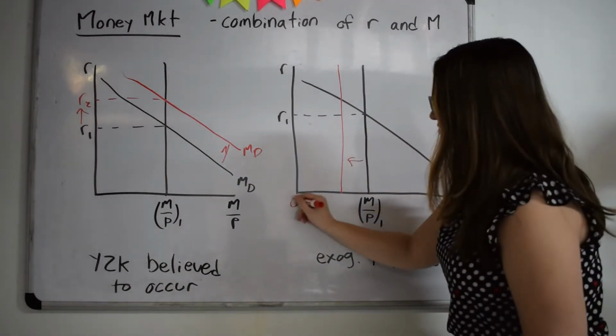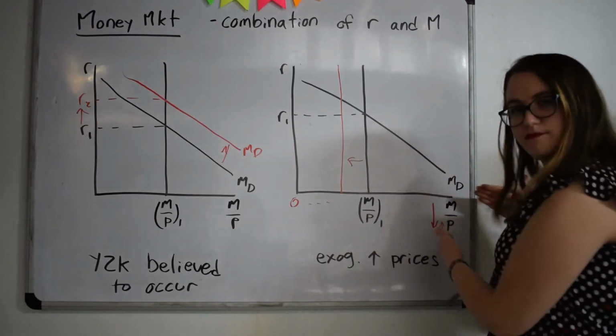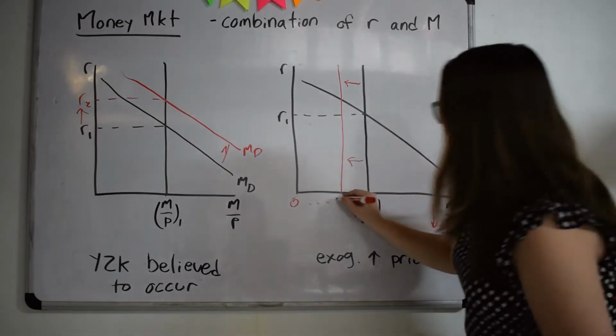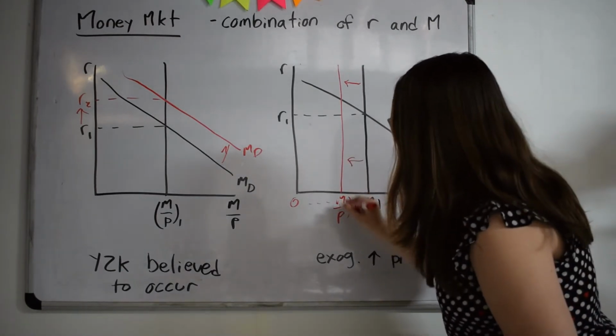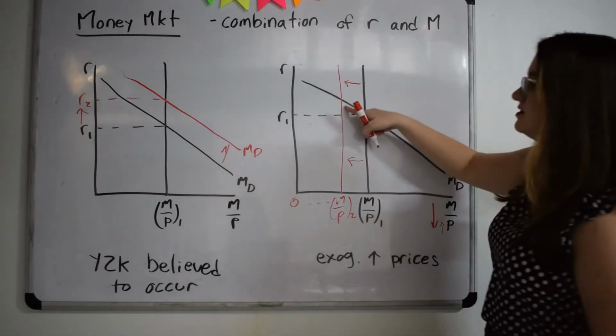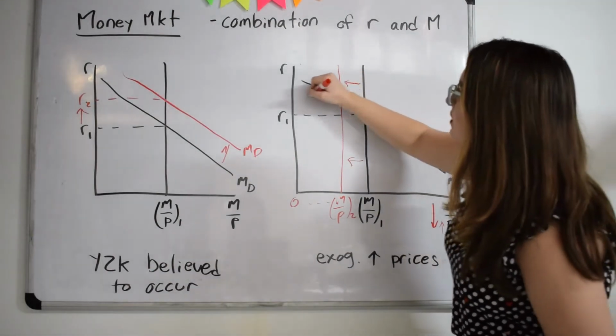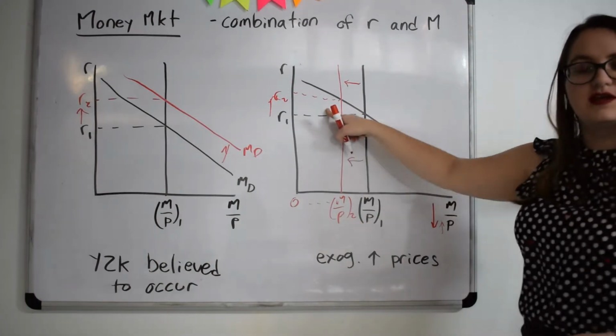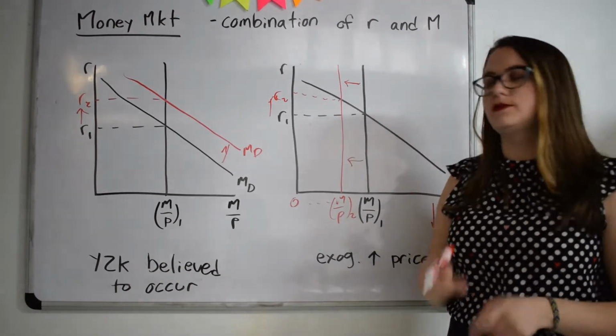So the real money supply will shift to the left. There will be a decrease in real money supply, because remember, zero's down here and it kind of just counts up. Okay, so we're going to decrease our real money supply to M over P2. And this creates a higher real interest rate, R2. Okay, any questions? Once again, shoot me an email.